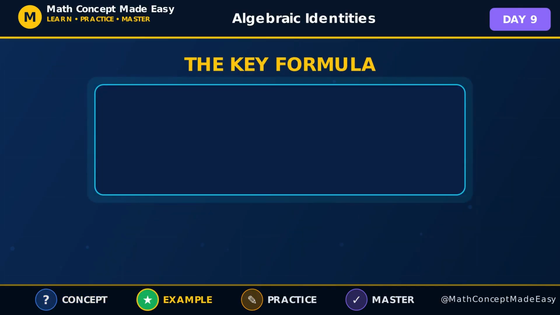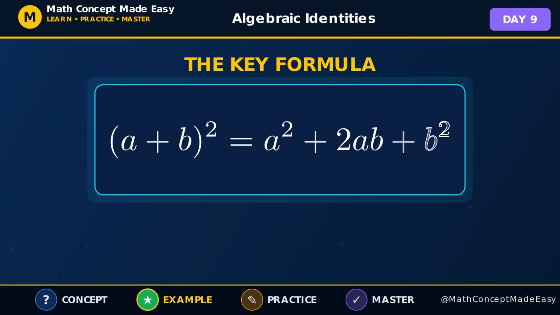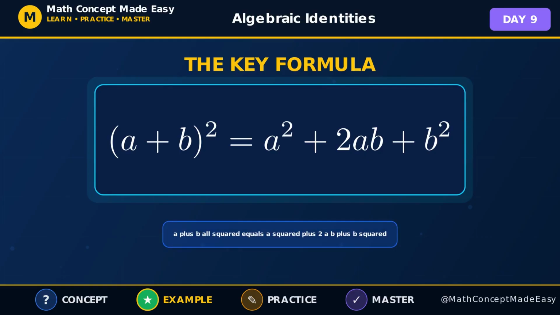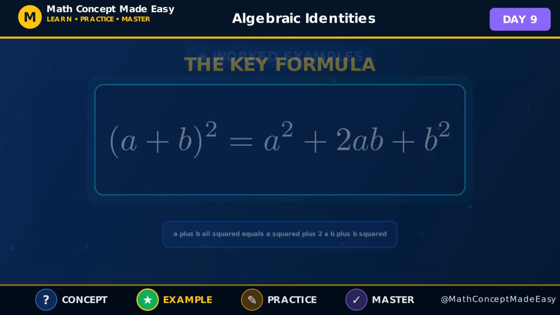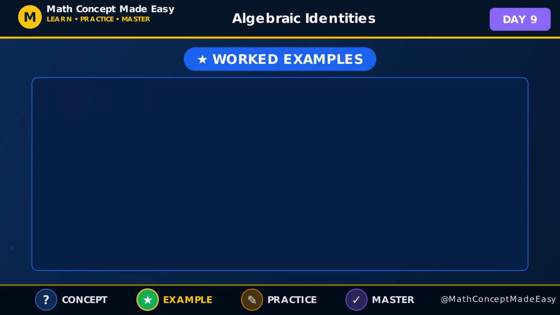Here is the key formula for algebraic identities. The formula is (a + b) all squared equals a squared plus 2ab plus b squared. Watch how each part appears as I say it. Do not just memorize the symbols, make sure you understand what each one represents, because that is what the exam really tests. Let us put this to work with real examples, one step at a time.